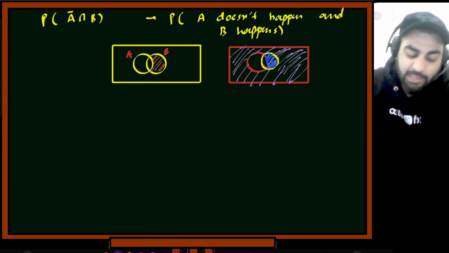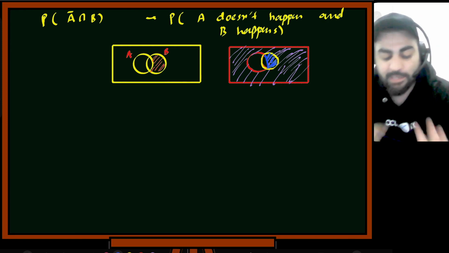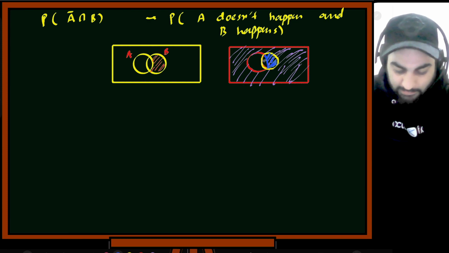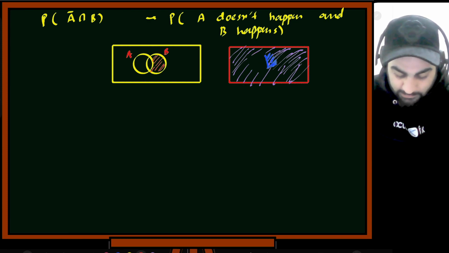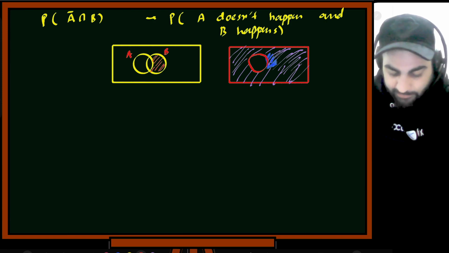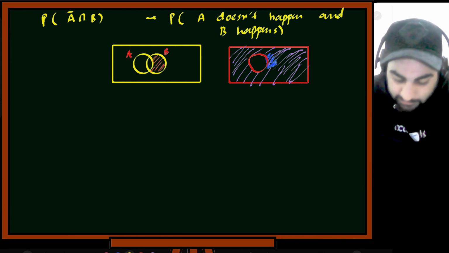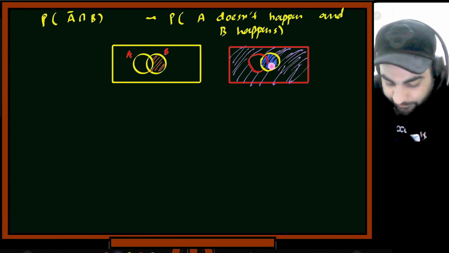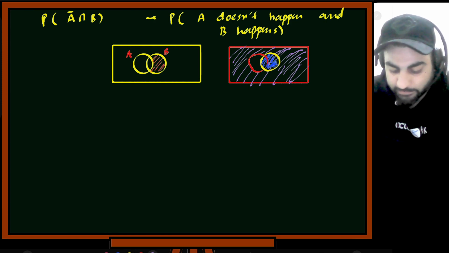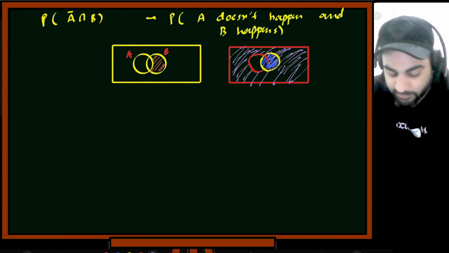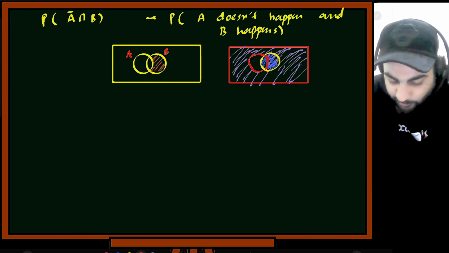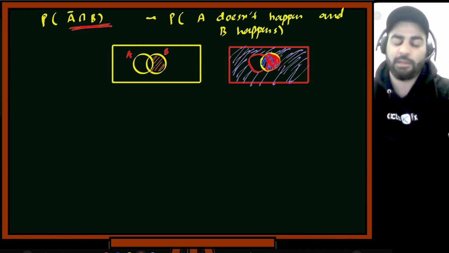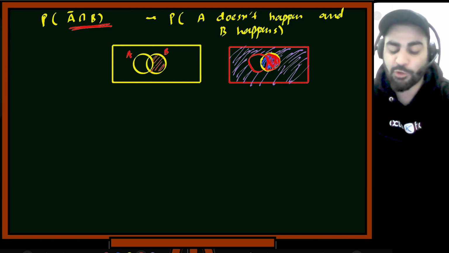That's what I'm saying. A complement intersection B means take everything that is outside A. I think A complement was something like this. This was A complement, outside A, and then this was our B, our whole B. If you see over here, this portion is the complement. This is what I'm talking about: A complement intersection B. So this is A does not happen but B happens.